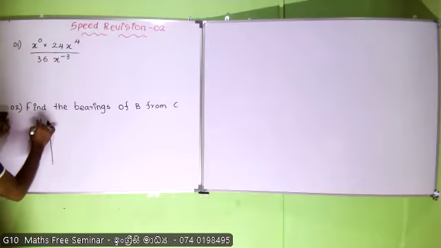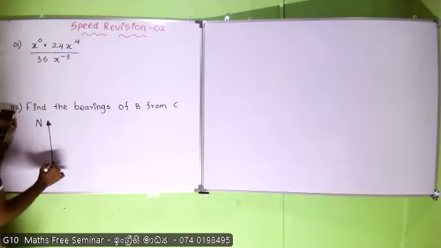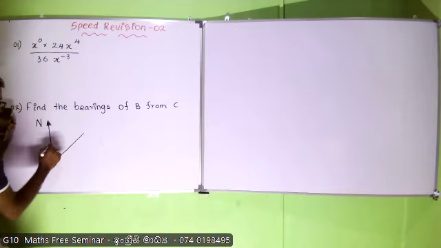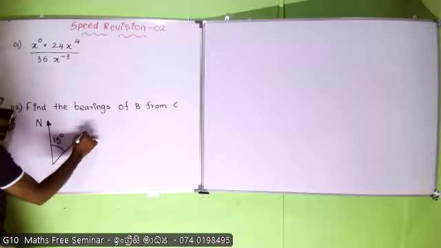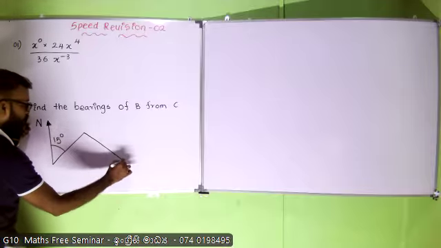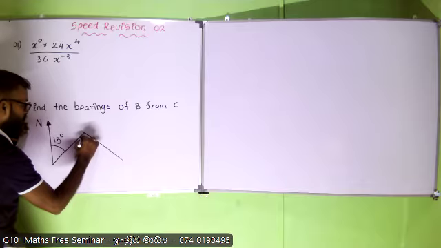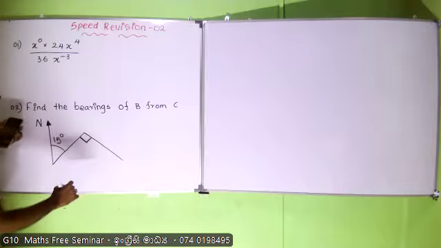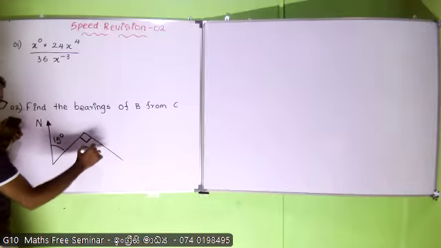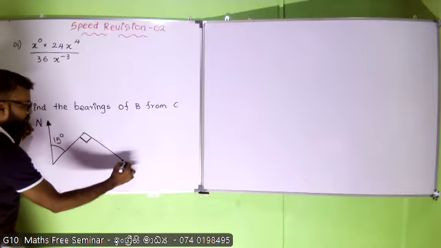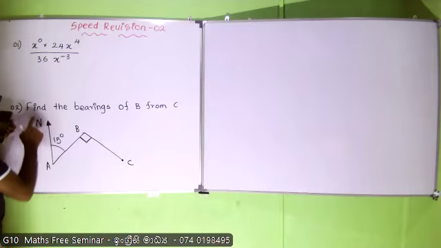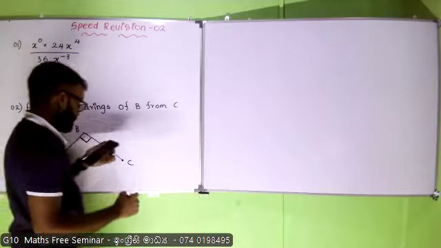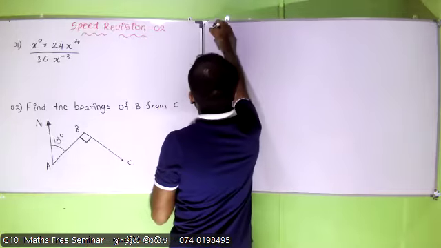So this is the north. This angle is 15 degrees. This is 90 degrees. And this is C. Find the bearings of B from C. Do it fast. Provide the answer at the same time.